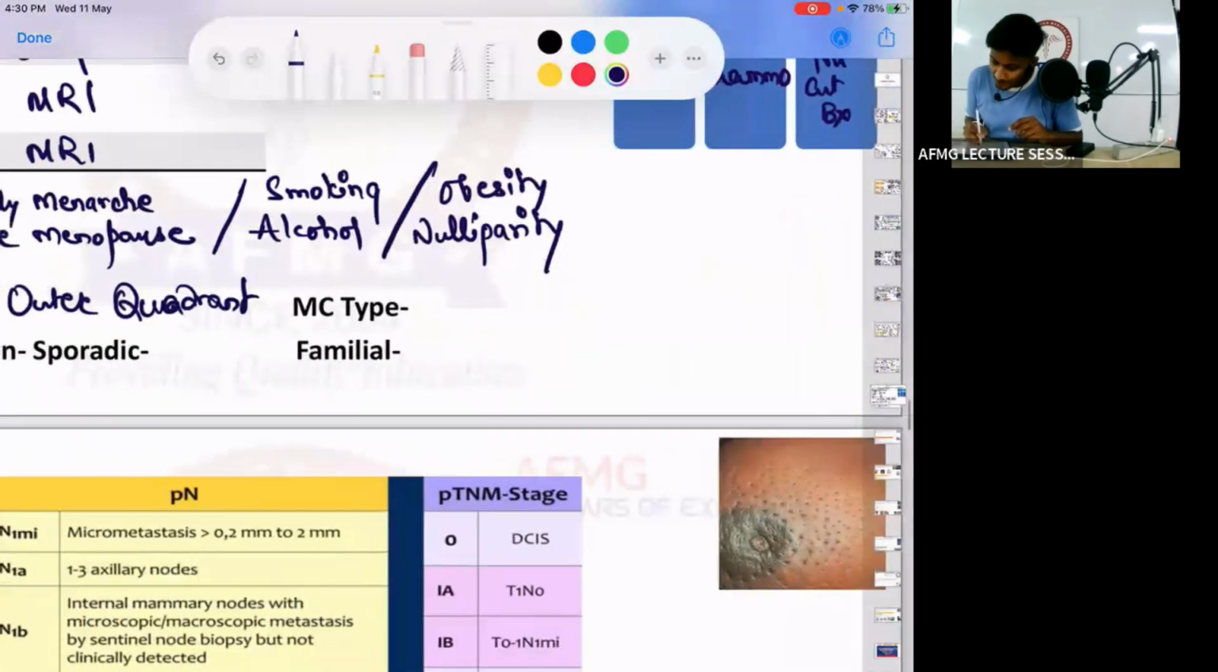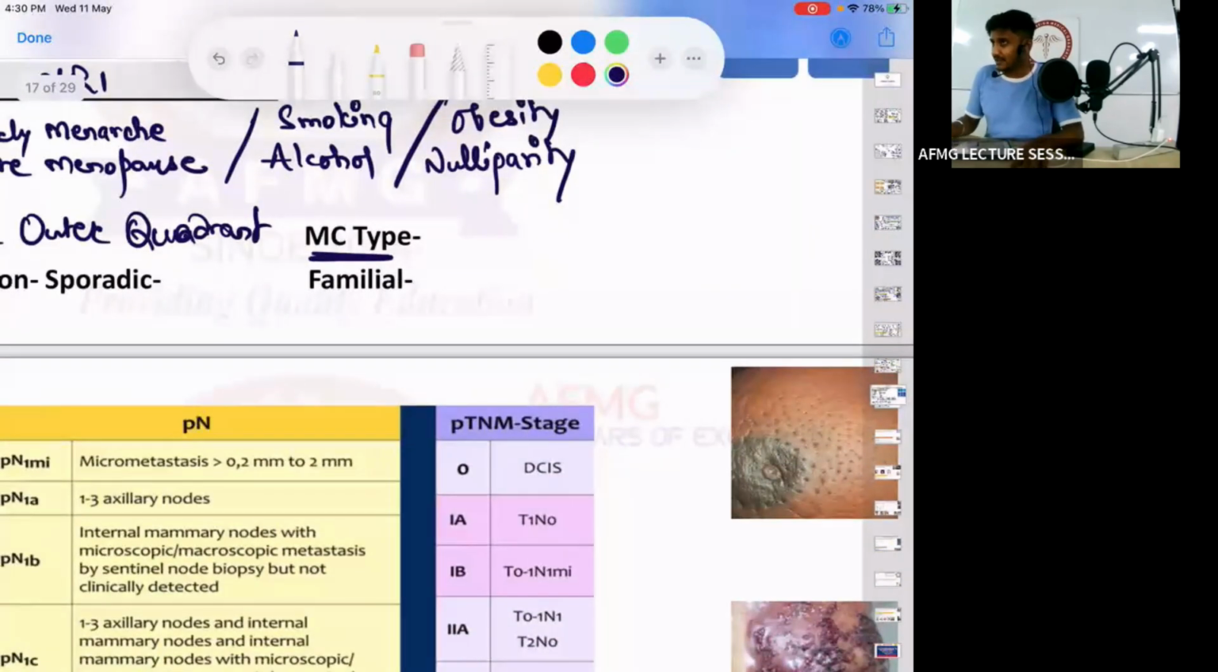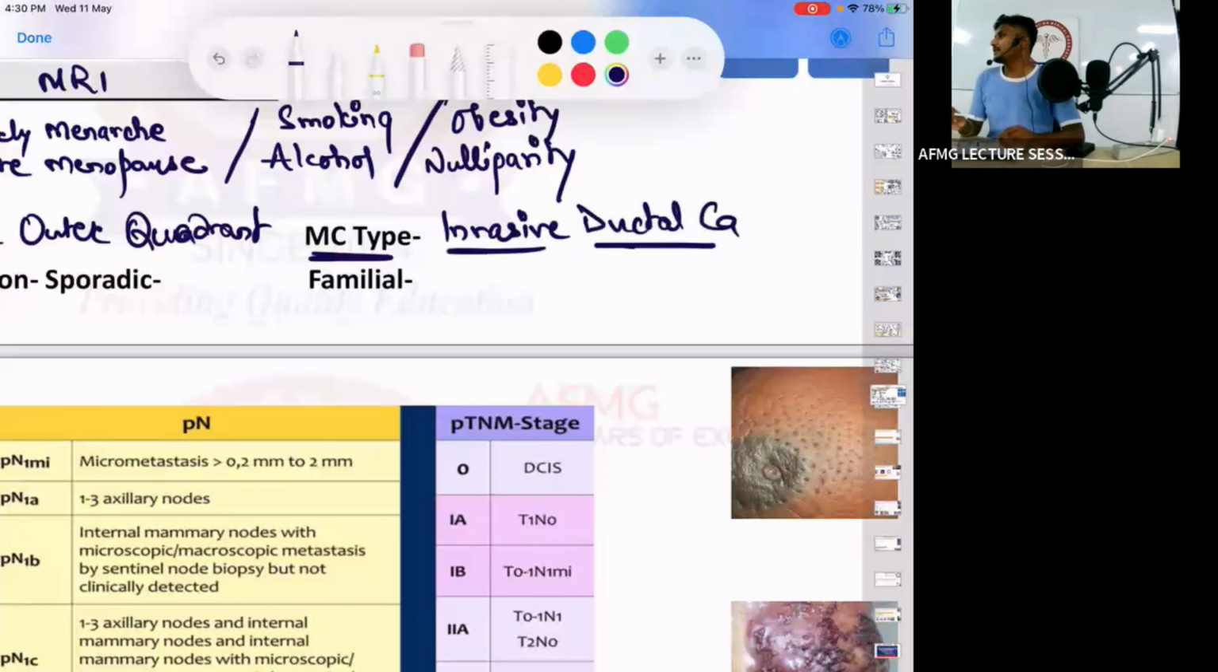Now, most common type of breast cancer is ductal cancer. DCIS is in situ; most common type is invasive ductal cancer. No issues with this.